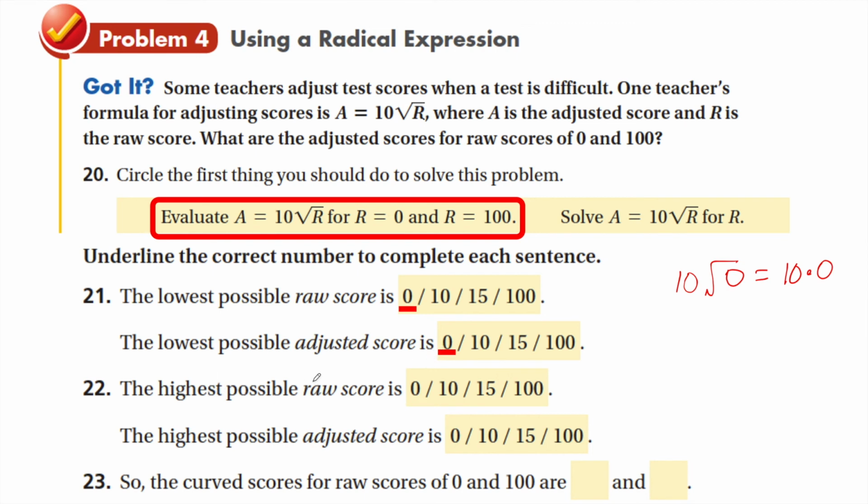The highest possible raw score will be 100, because the highest we can go is 100; it can't go above 100. But the adjusted score, the highest again, is still going to be 100, because the square root of 100 is 10. And we're going to multiply that by 10, and 10 times 10 will give us 100. So the curved scores of the raw scores of 0 and 100 will still actually be 0 and 100.